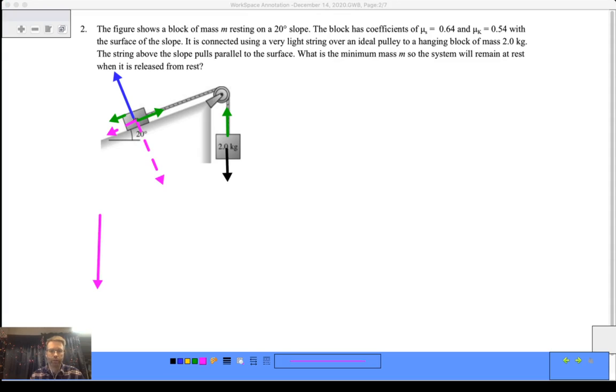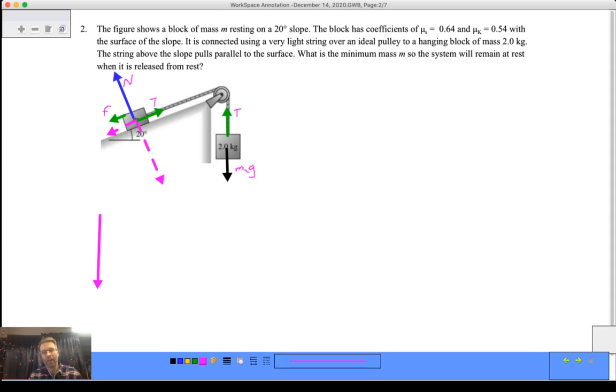Now let's go in and label some of those things. So this is normal, this is tension, this is also tension, this is the weight of the 2 kilogram mass, and these are the two components of the thing called M, and we're going to call this friction. Okay, so what's the minimum mass for the system to remain at rest when it's released?